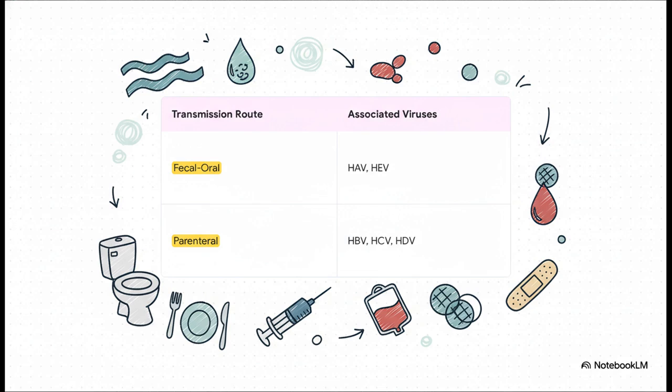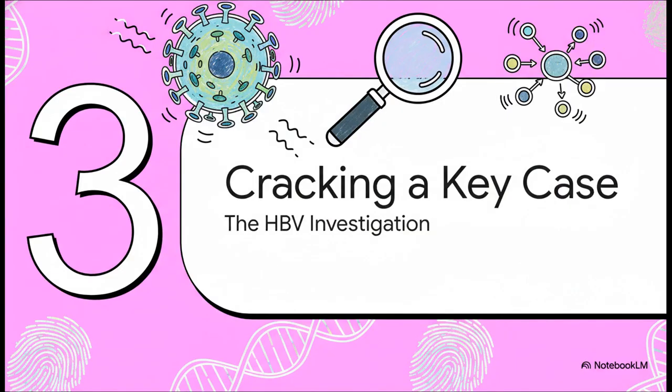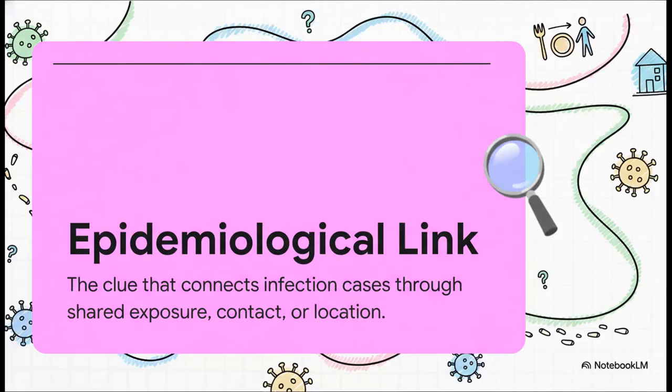To really dig a little deeper here, let's zoom in on just one of our suspects, hepatitis B. We'll use it as a case study, because when you investigate an HBV outbreak, you learn about 2 absolutely critical concepts that public health officials use to track pretty much any infectious disease out there. First up is something called the epidemiological link. You can just think of this as the classic detective work of tracking a disease. It's all about finding that common thread that connects different cases.